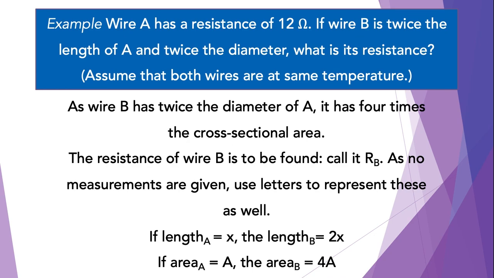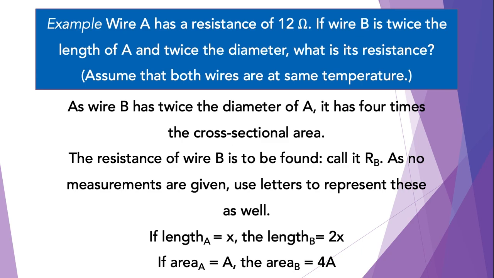If area A is equal to A, then area B would be equal to 4A. If the area of wire A is A, and wire B has twice the diameter, then the area of wire B would be 4 times the area of wire A. Why so? Because if one wire has twice the diameter of another, then it has 4 times the cross-sectional area. This follows from the equation for the area of a circle, which is A equals pi R squared.